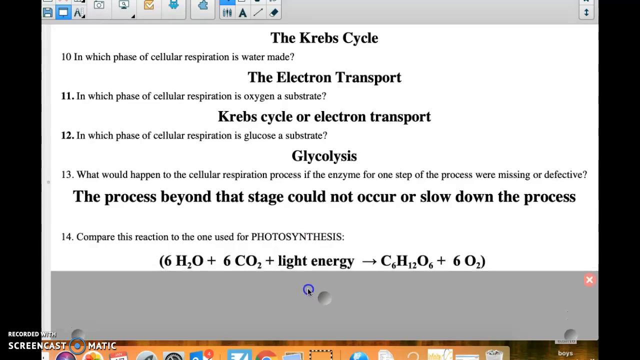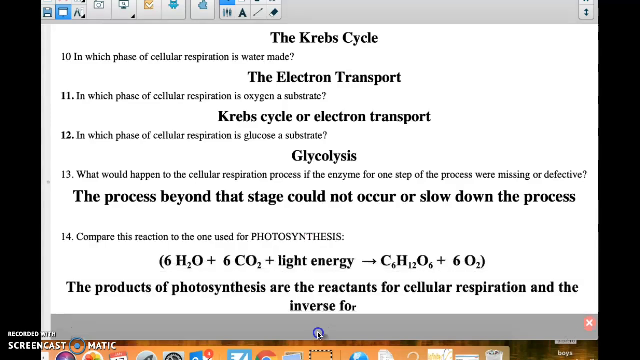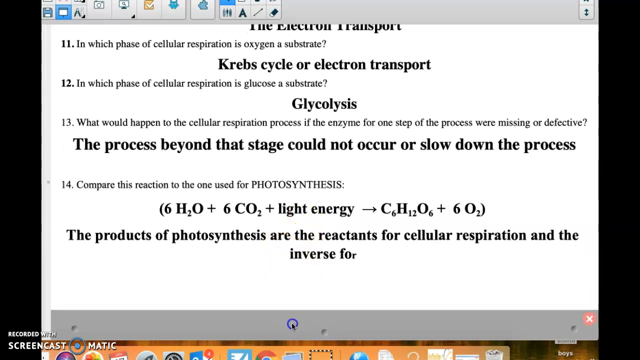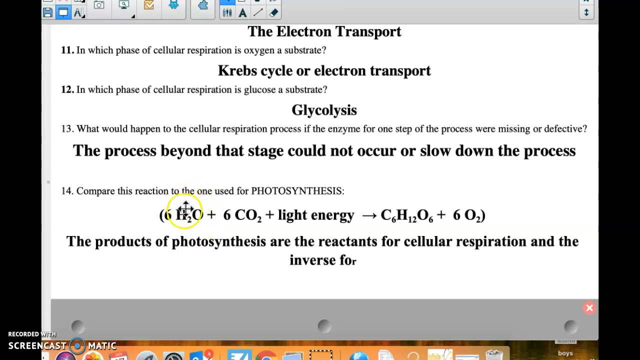All right, so looking at number 14, it wants you to compare photosynthesis and cellular respiration. And if you look, the equation for photosynthesis is almost the opposite of cellular respiration. The reactants of photosynthesis are the products of cellular respiration. There's that water and carbon dioxide, which were those waste products. And so that is something to remember when we review photosynthesis and cellular respiration.